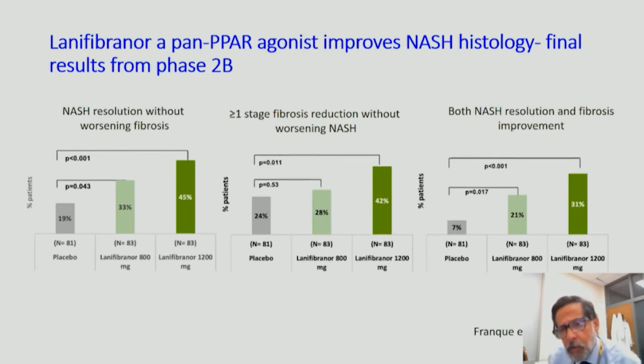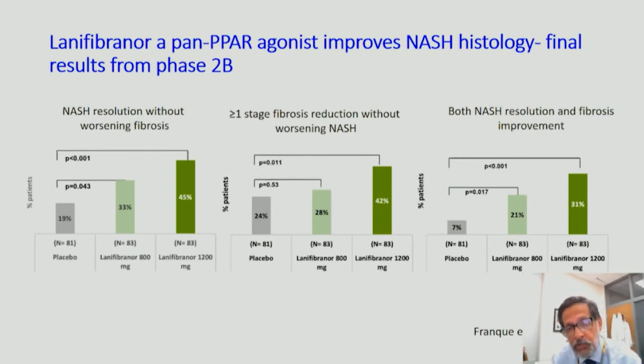Another compound that is being looked at are pan-PPARs, where you not only have the insulin-sensitizing benefits of PPAR gamma in adipose tissue and in the liver, but you also have the PPAR alpha effects, which helps the liver burn off whatever fat does come through, and the PPAR delta effect, which is an anti-inflammatory effect.